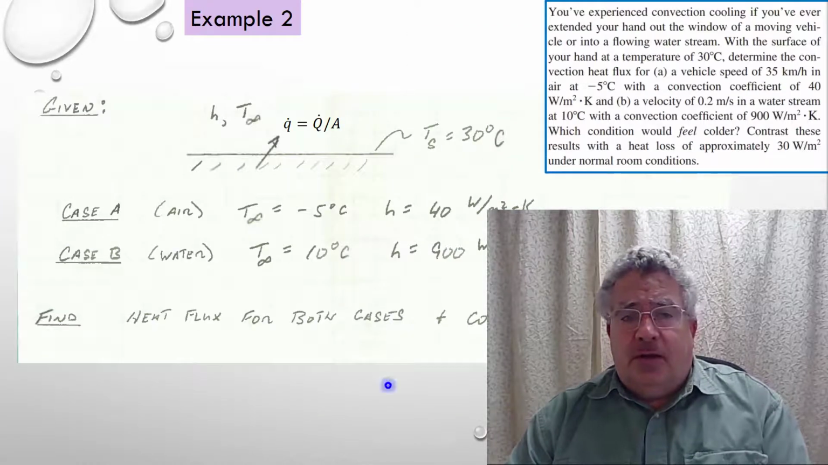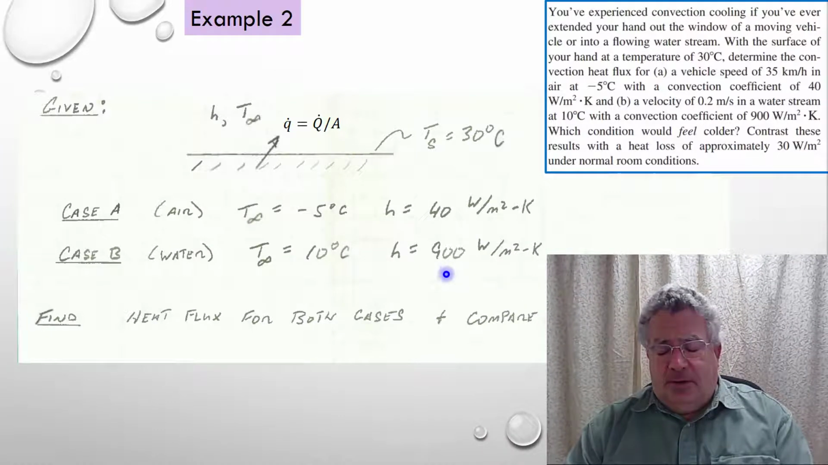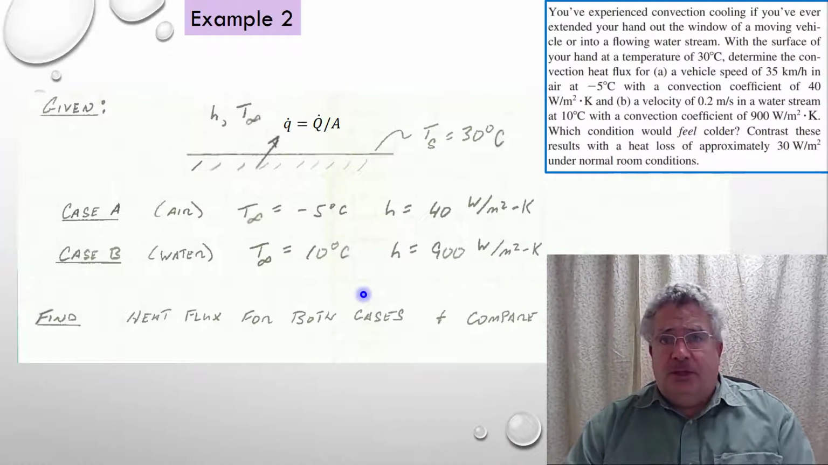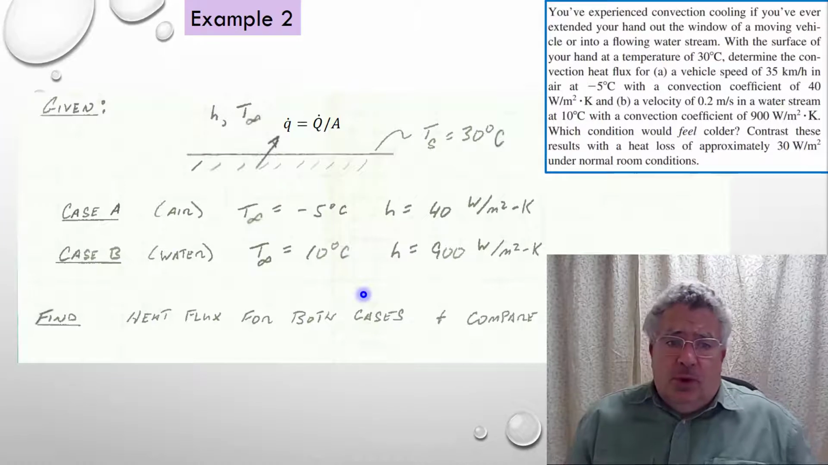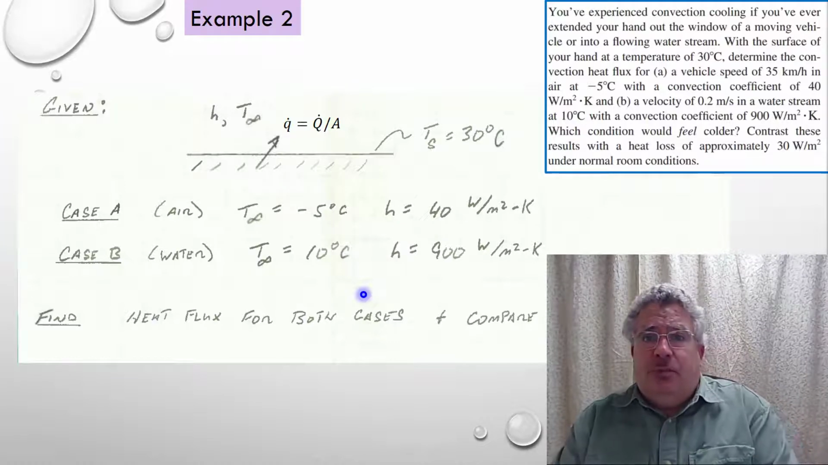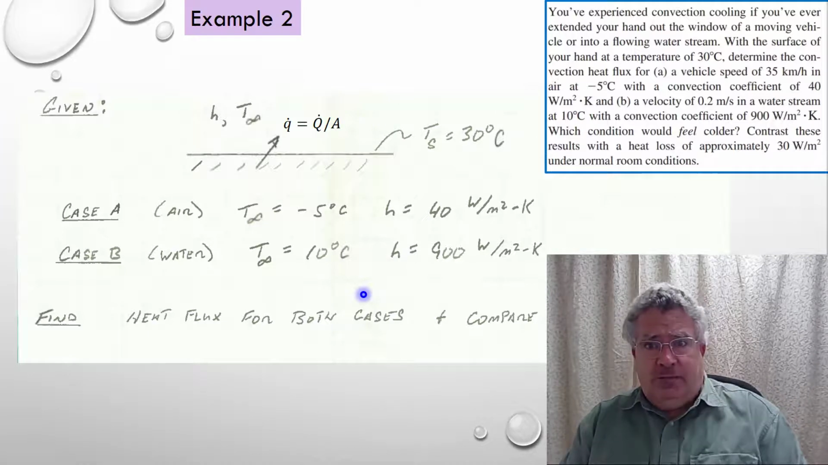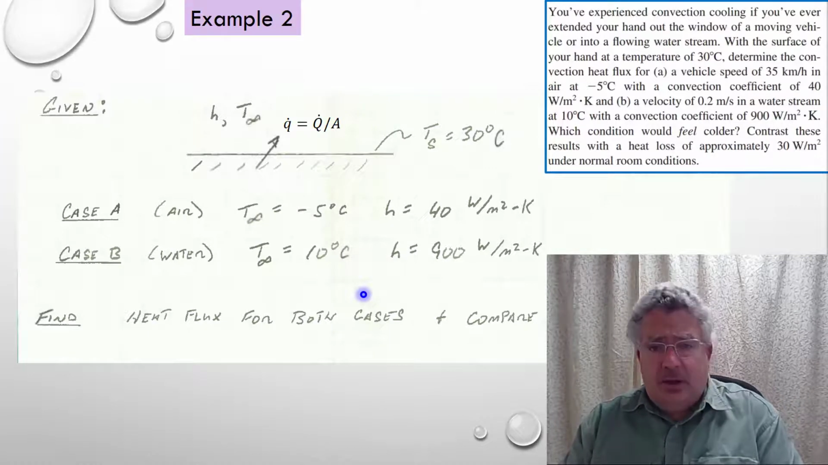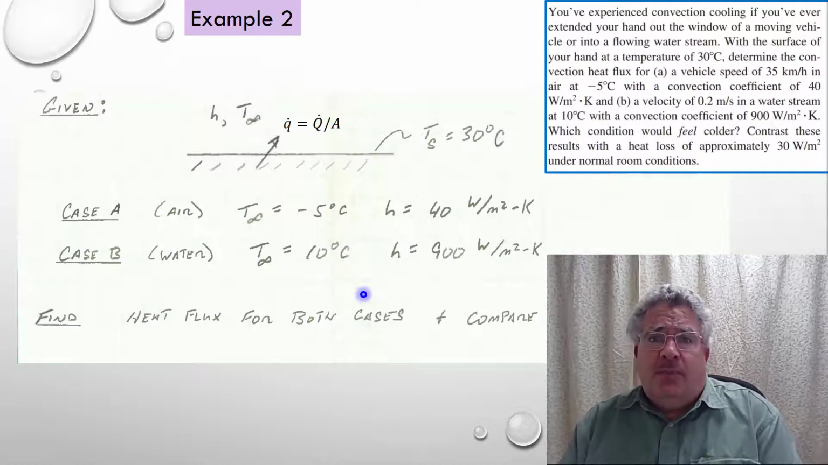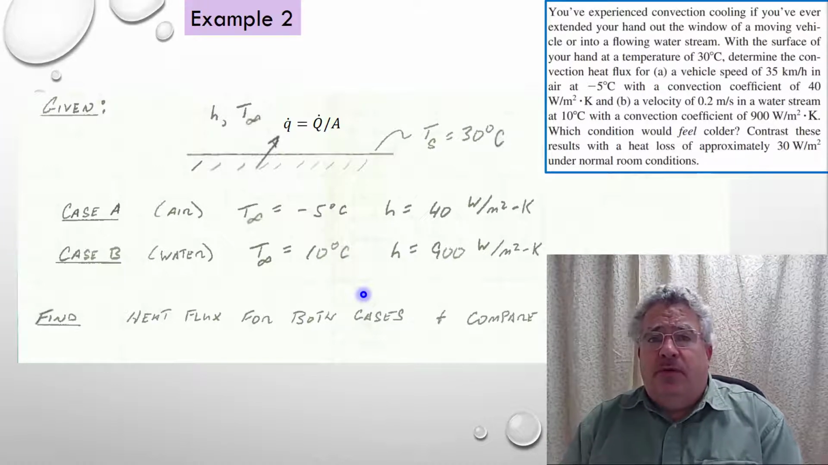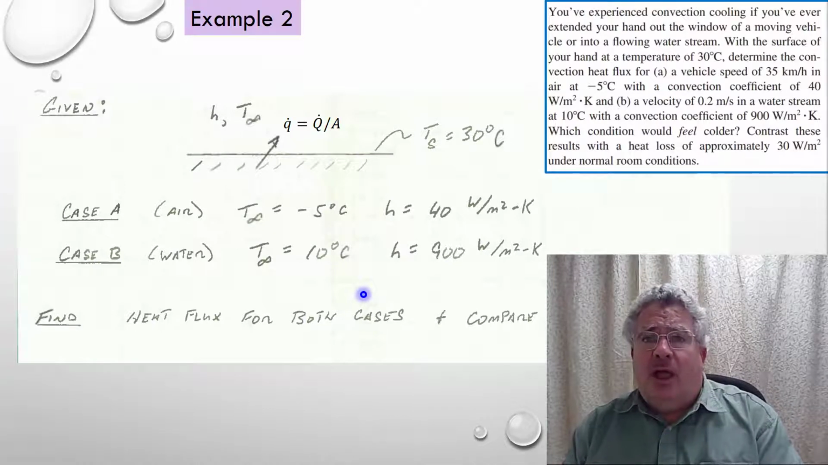So here's a second example, and this one is an example using convection. In this case, we're looking at putting your hand out the window to cool it off if you're in a car, or if on a very hot day you're by a nice stream of water and you want to put your hand in the water and see what happens. All right, so it's actually not a very warm day because it's at -5 degrees, but never mind. All right, so what do we have here?